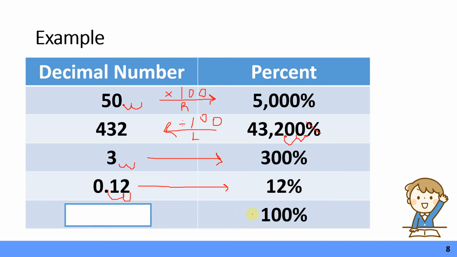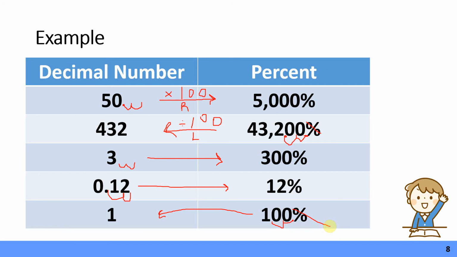Okay, last one here. This one's backwards. How do I go from a percent to a decimal? Divide by 100 or move it to the left. So I have a little decimal here, move it to the left, drop the percent sign, and I just end up with 1.00, which is technically just 1.